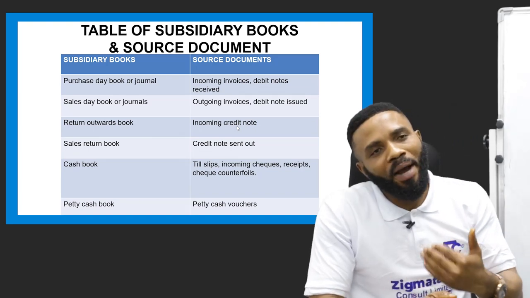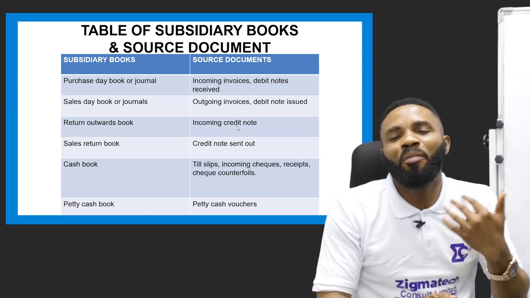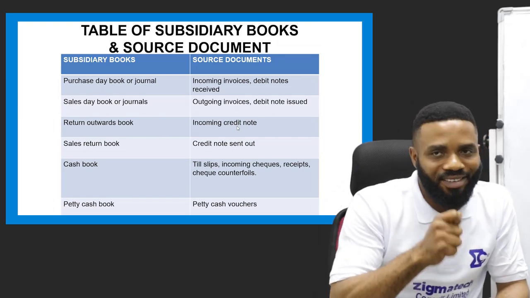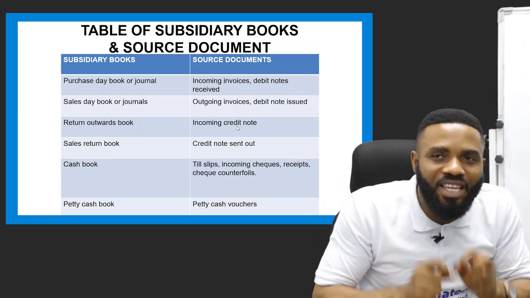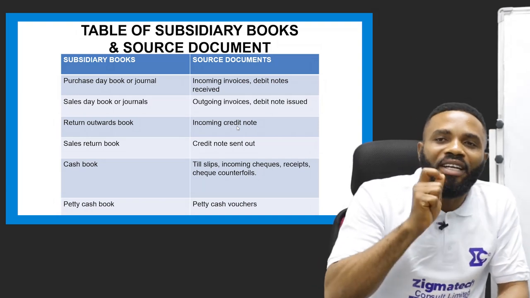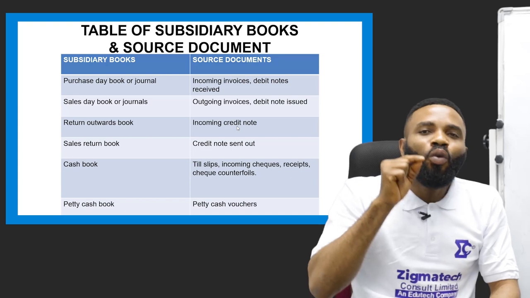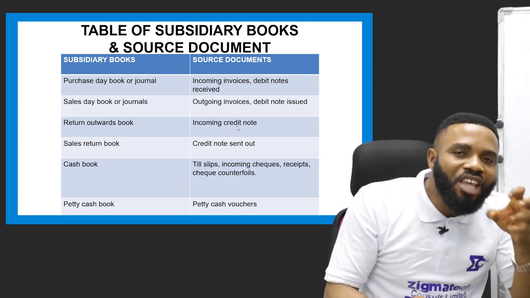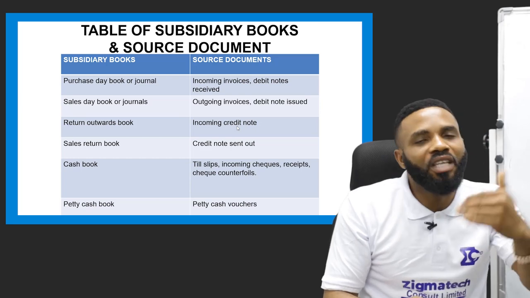And then the next one is what we call the return outwards book. Goods that you have returned back to your supplier. There must be a document to substantiate that transaction. And the only document we need to that effect is what we call the incoming credit note. Whenever you return goods to your supplier, the value of those goods must be given to you.